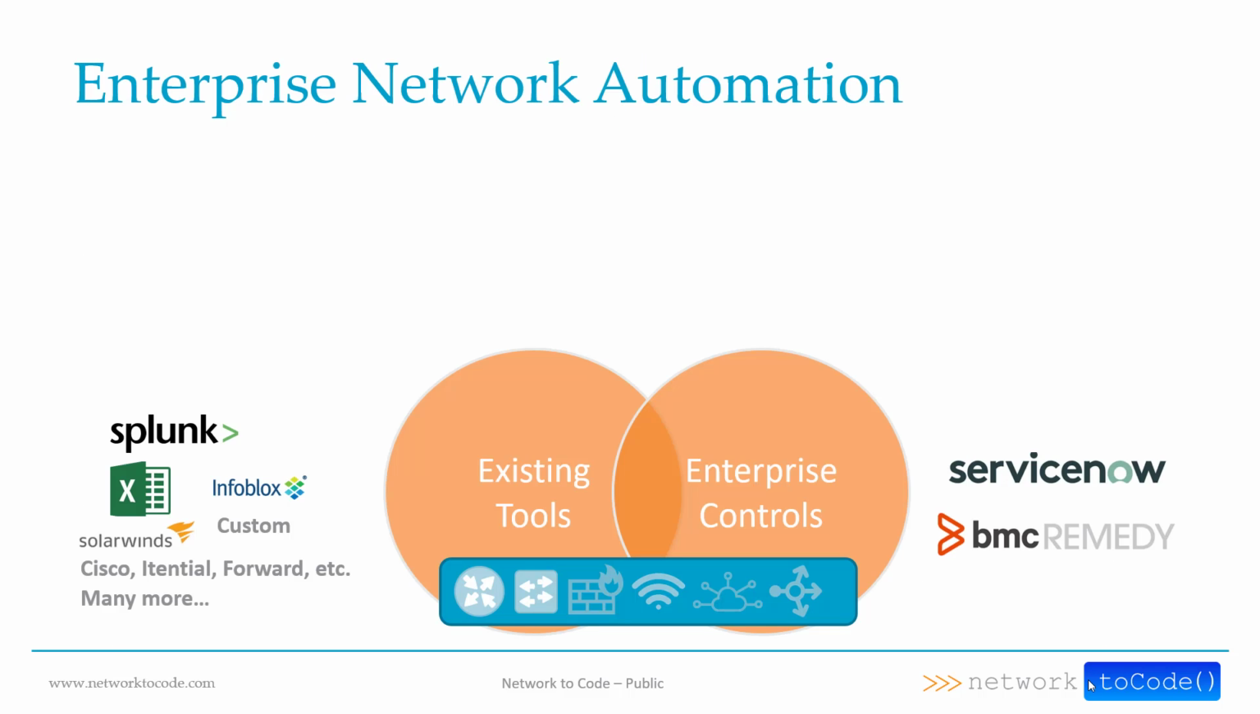Enterprise network automation is a great topic. It usually starts with talking about existing tools. Typically, they're spreadsheets for things like IP address management, tracking VLANs, tracking devices. There's Splunk, there's Cisco tools. There's many commercial tools that are always going to be deployed today. There's also enterprise controls. These are always there. It could be ServiceNow. It could be Remedy. So with these controls and these tools, networks are being managed today very often, very manually.